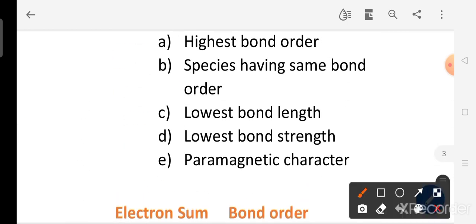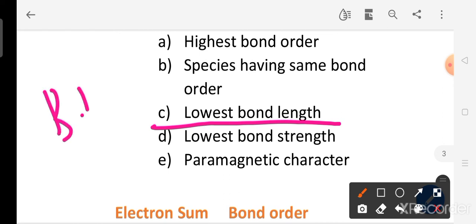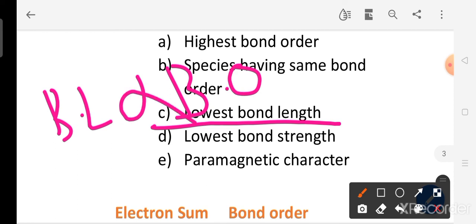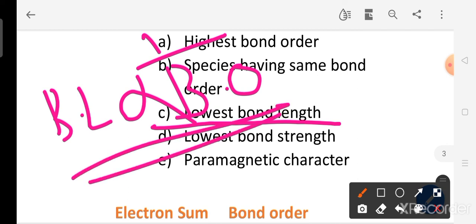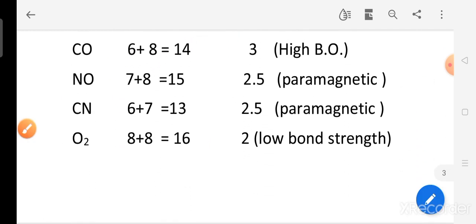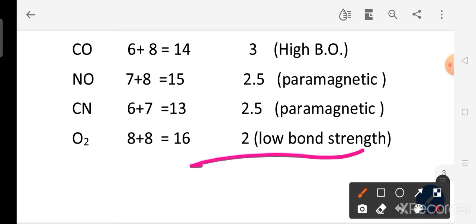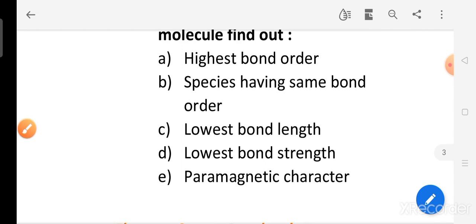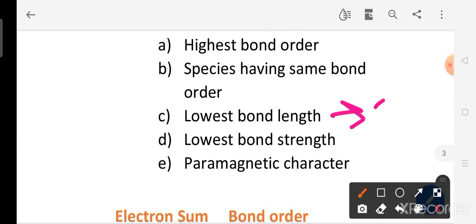Then the third question is the lowest bond length. We know that bond length is inversely proportional to bond order and bond strength. That means when the bond order is more, the bond length is low. So we have to look for the molecule having the lowest bond order and the lowest bond strength, and the name of this molecule is O2. The answer to this question is O2.